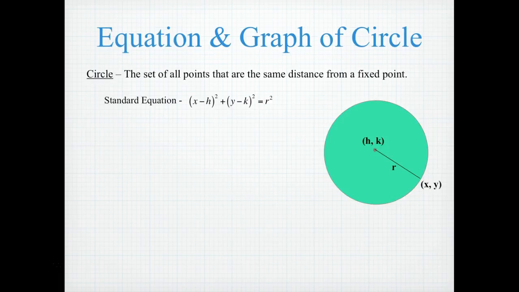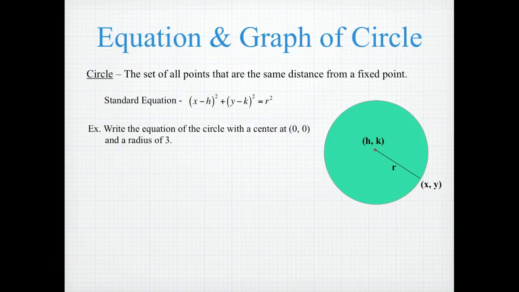By definition, a circle is a set of all points that are the same distance from a fixed point. So the fixed point represents the center of the circle, and that distance represents the radius. The standard form of a circle is given as the quantity of x minus h to the second power plus the quantity of y minus k to the second power equals r to the second power, where h and k represent the center of the circle and r represents the radius. Values of x and y represent points that lie on the circle.